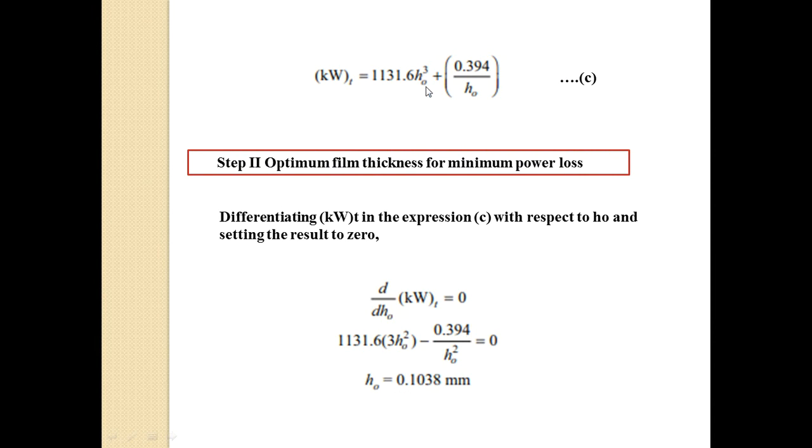1131.6 into H naught cube. Put H naught cube here, H naught here. Okay, plus 0.394 divided by H naught. So put H naught here also.